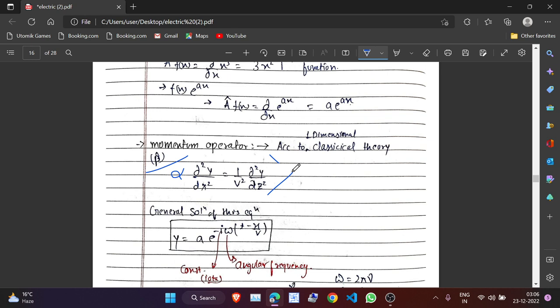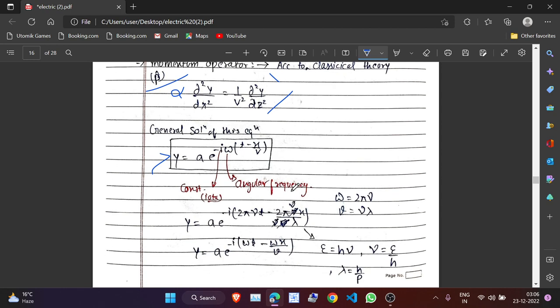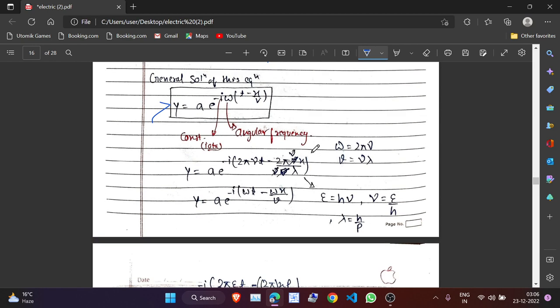Through this quantity we can derive the general equation of this equation, that is y is equal to A e to the power minus i omega into (t minus x upon v). This is the general equation for this one-dimensional classical theory. Here omega is the angular frequency and i is the imaginary constant iota. But why is i used? It is used for the ease of calculation in further questions and numericals.